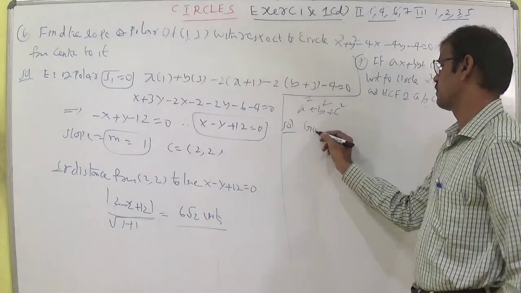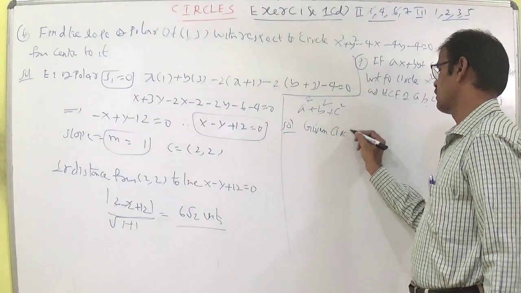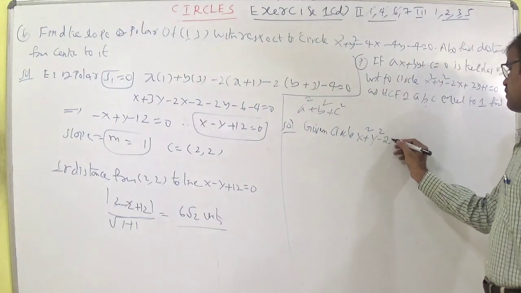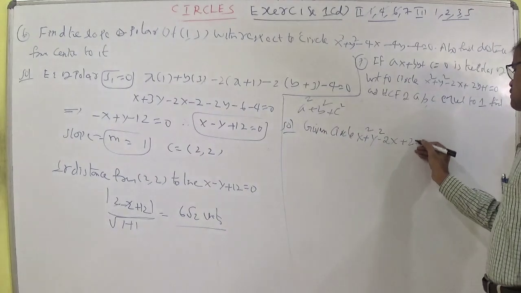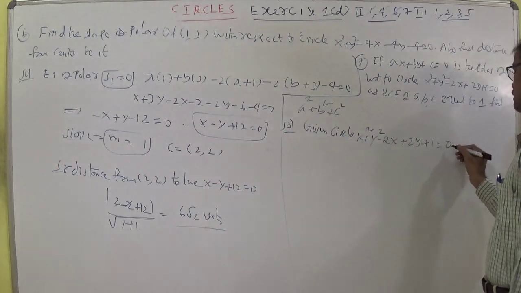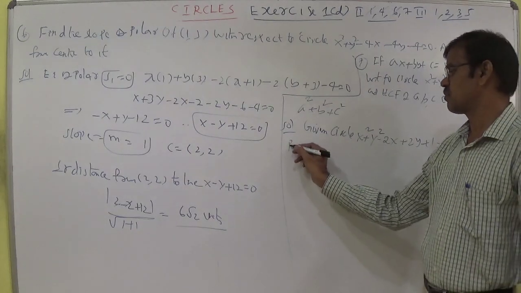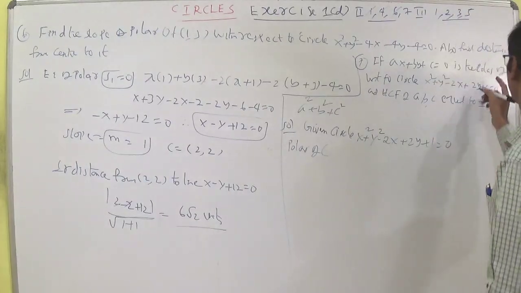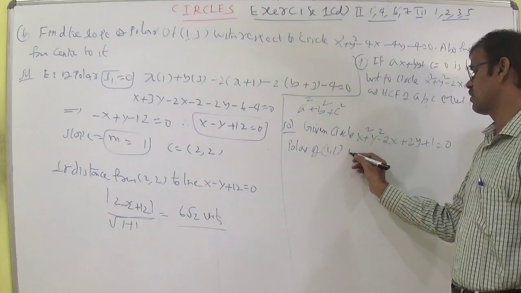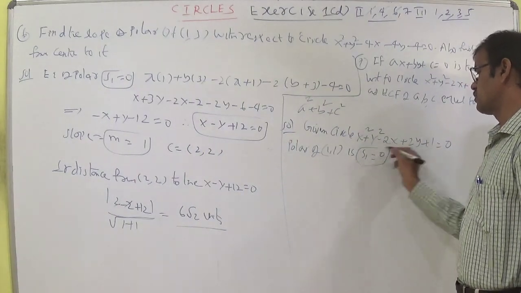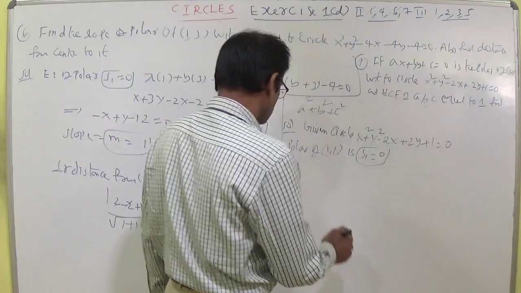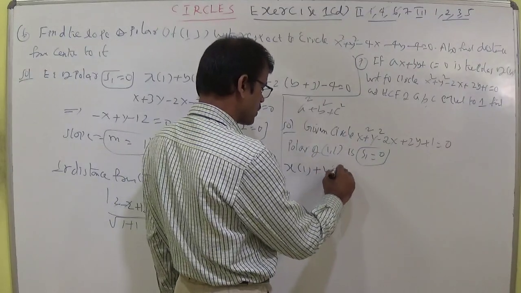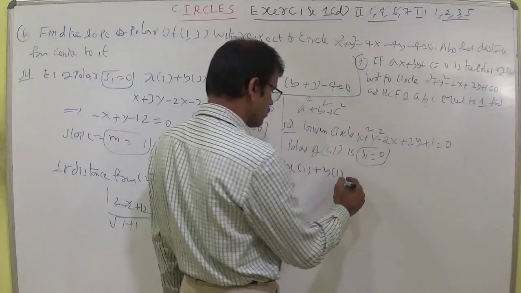Given circle x square plus y square minus 2x plus 2y plus 1 equal to 0. Now you write here the polar. Polar of the point he gave as 1 comma 1, the formula is S1 equal to 0. The notation of S1 equal to 0 is xx1 plus yy1 plus g into x plus x1 plus f into y plus y1 plus c. Like that you also pronounce and write while writing the notes.